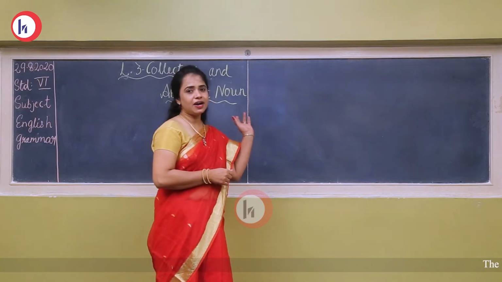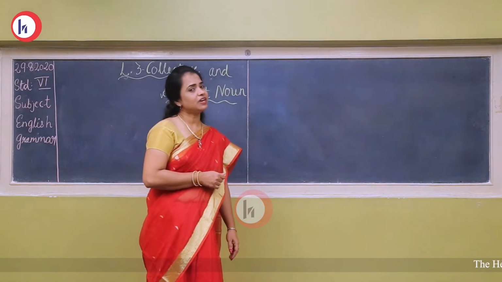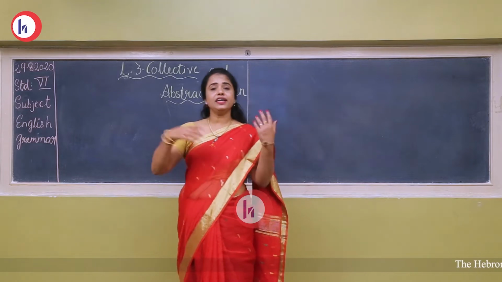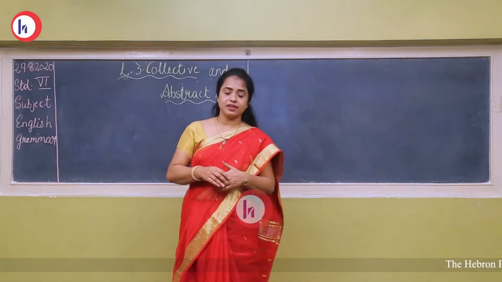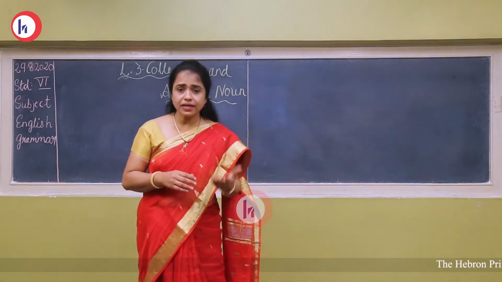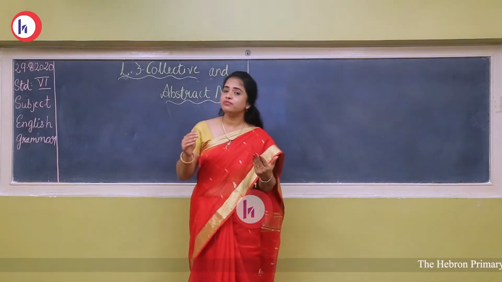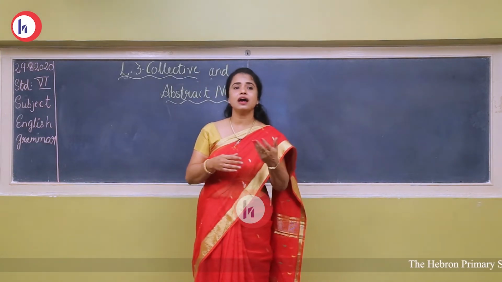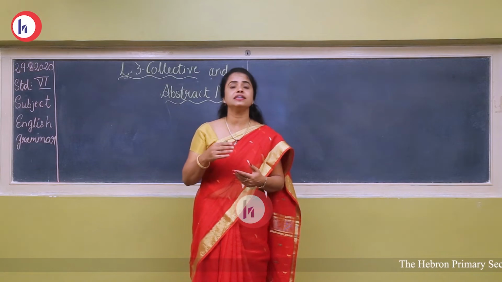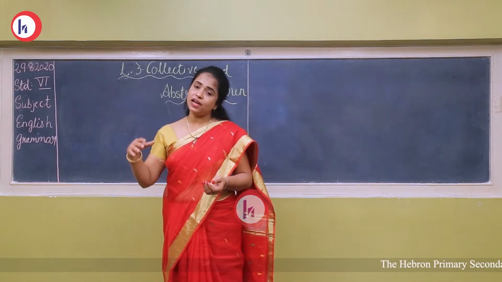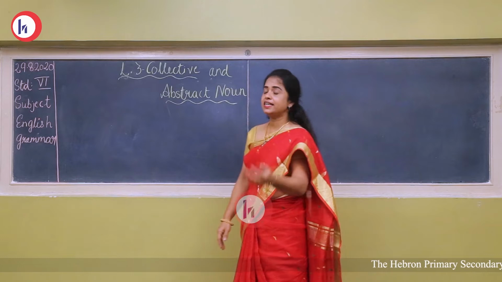Today we will be doing lesson number 3 from your Fun with Grammar book, Collective and Abstract Noun. We already learned about noun. I told you noun is a part of speech. Though there are various parts of speech, one by one we will be learning. We have covered the definition of noun, that is, noun is a name of any particular person, place, animal or thing, that we already discussed.